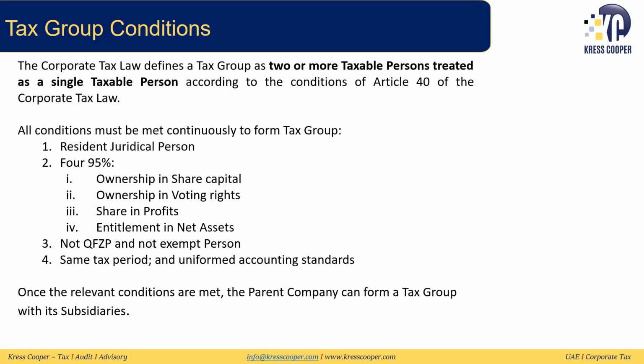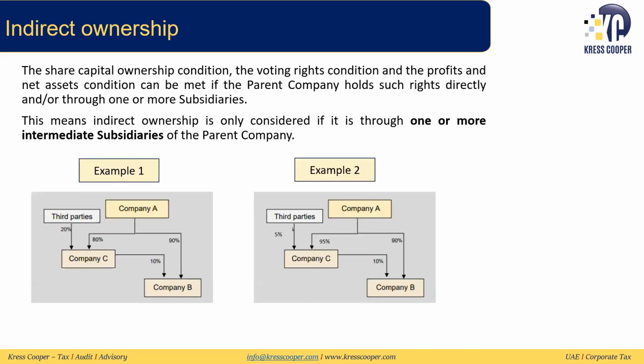Then all these companies, the parent and the subsidiaries, need to have the same tax period, and they need to be following the same accounting standards. We also discussed that the important thing is that all these conditions need to be met, and they need to be continuously met during the whole tax year. Only then can this tax group be formed. So when these conditions are met, the parent company can form a tax group with the subsidiaries which meet these conditions.